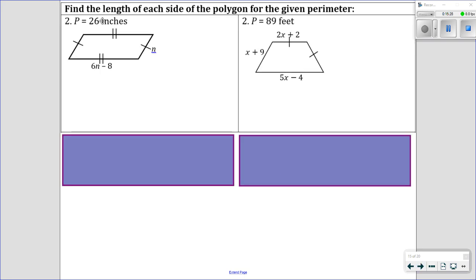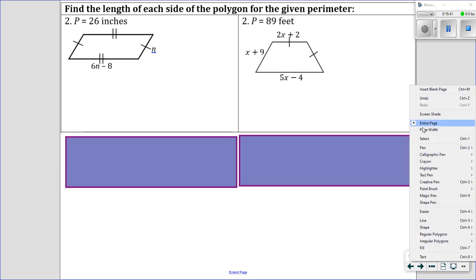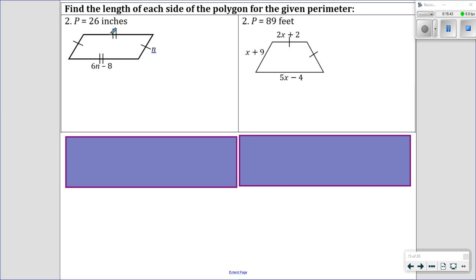Now, with this one, it says find the length of each side of the polygon for the given perimeter. So they gave you the perimeter, but they gave you sides in the form of expressions. So in order to do this, you know that these tick marks tell you that they're the same, they're congruent. This is congruent to this. There are 4 sides, so you need to add them all. The quicker way to do it, since this is the same, you do 2 times (6n minus 8) plus 2 times n, and then you set it equal to 26. Distributive property.